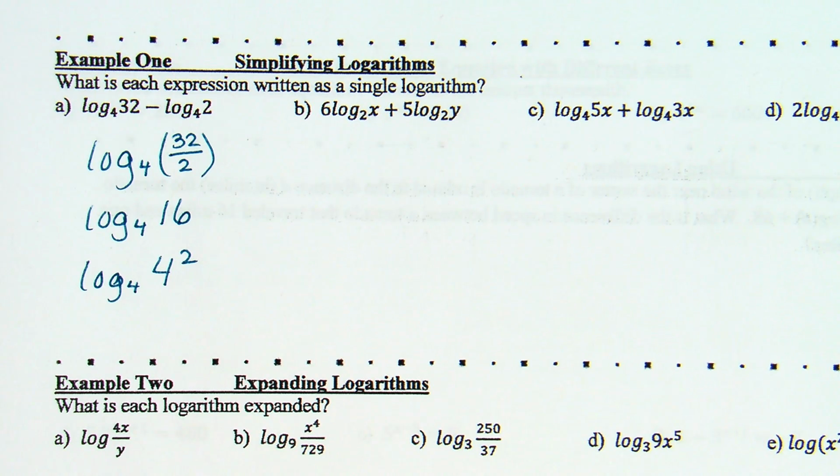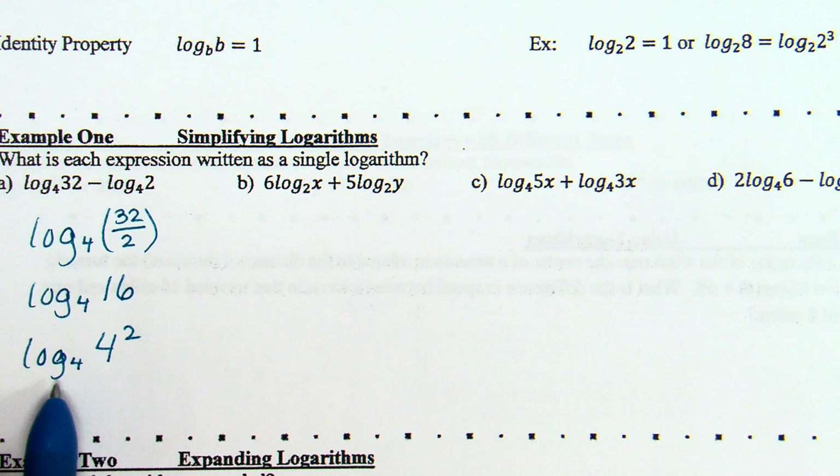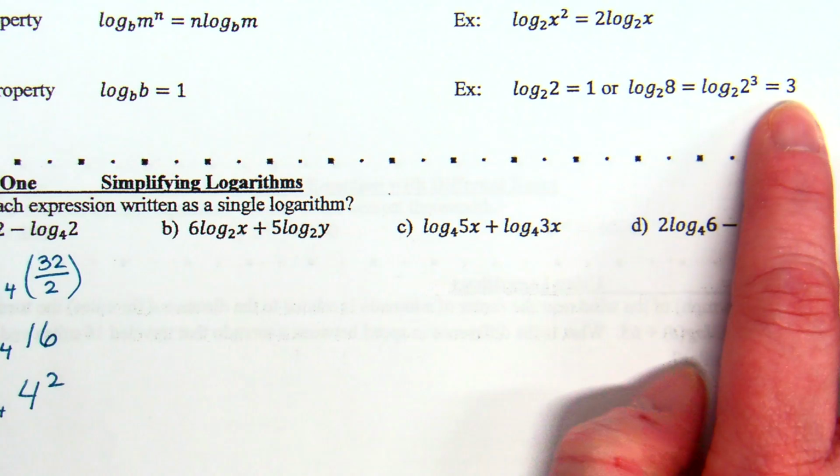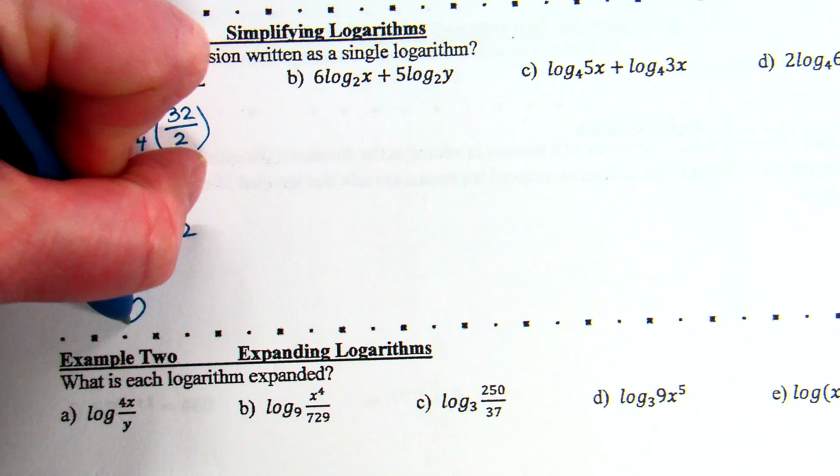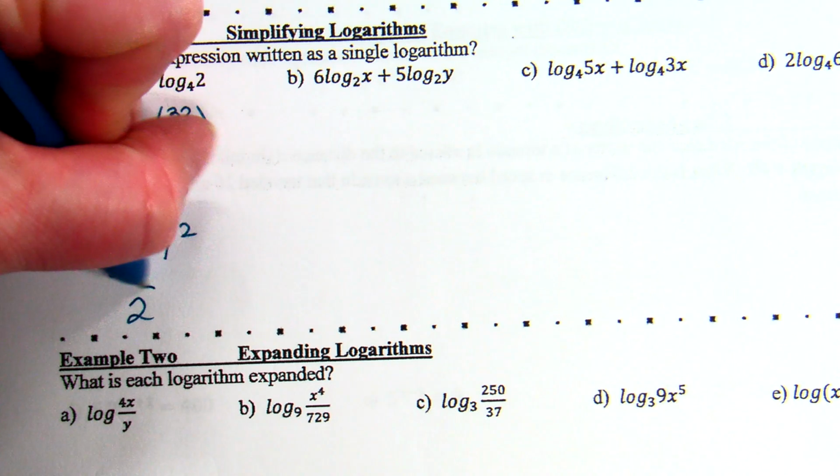So that identity property up above that some of you are starting to hit on. What do you notice? These 4s are matching, right? If the 4s match, well, what happened up here? The 2s match. Log base 2 of 2 to the 3rd equaled the exponent of 3. What does log base 4 of 4 to the 2nd equal? The exponent of 2.